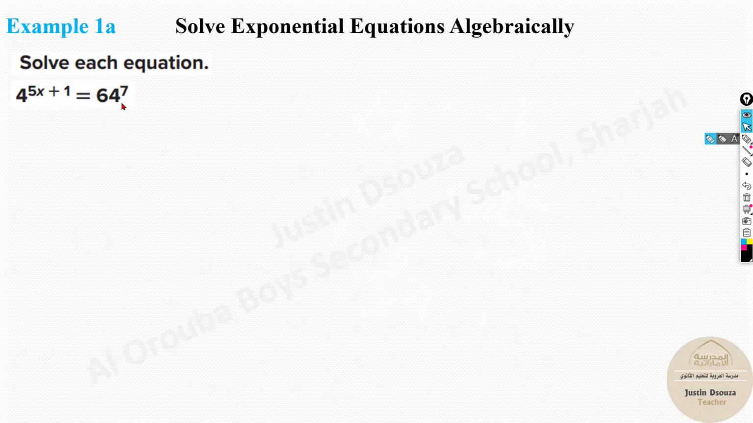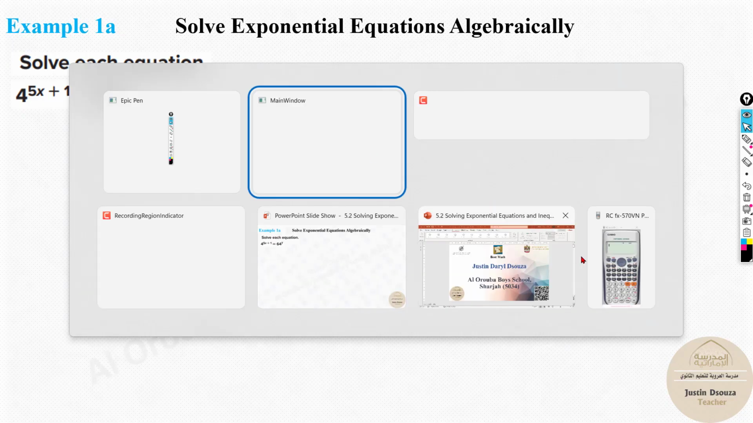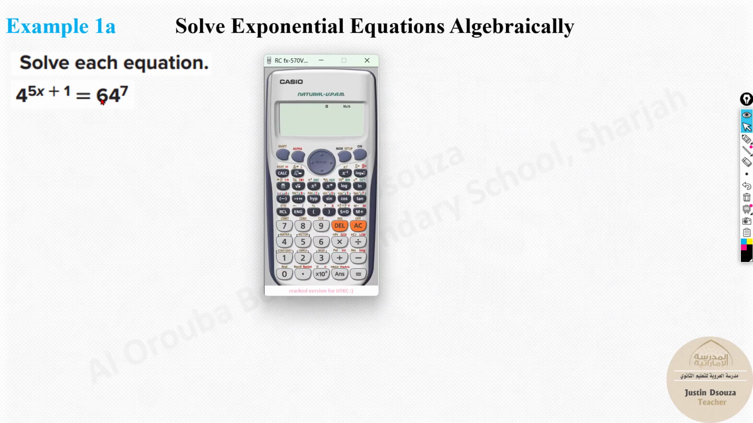Look over here: 4 to the power of something is equated to 64 to the power 7. The bases are not the same, so what can we do? If you know 64 as a power of 4, that is one way. But what if you don't know? No worries, take out your calculator. Whichever is the bigger number, you can try with it. 4 does not need to be changed, so I will start with 64.